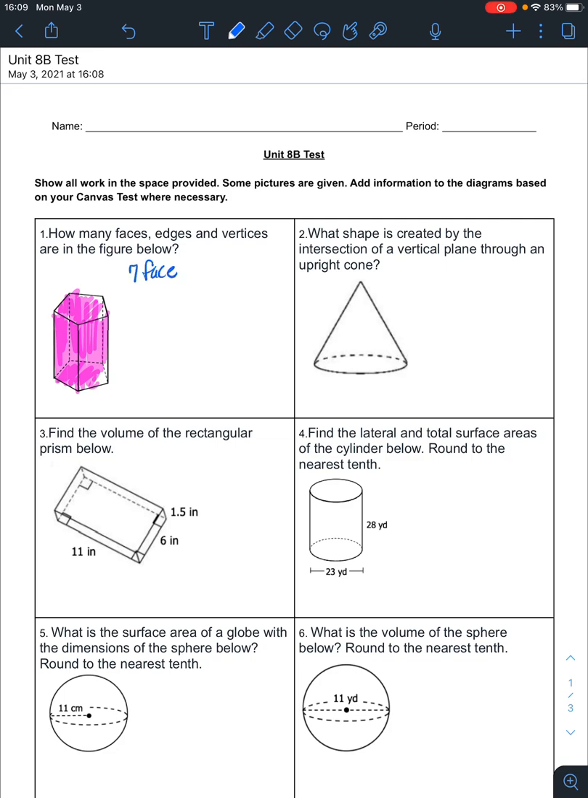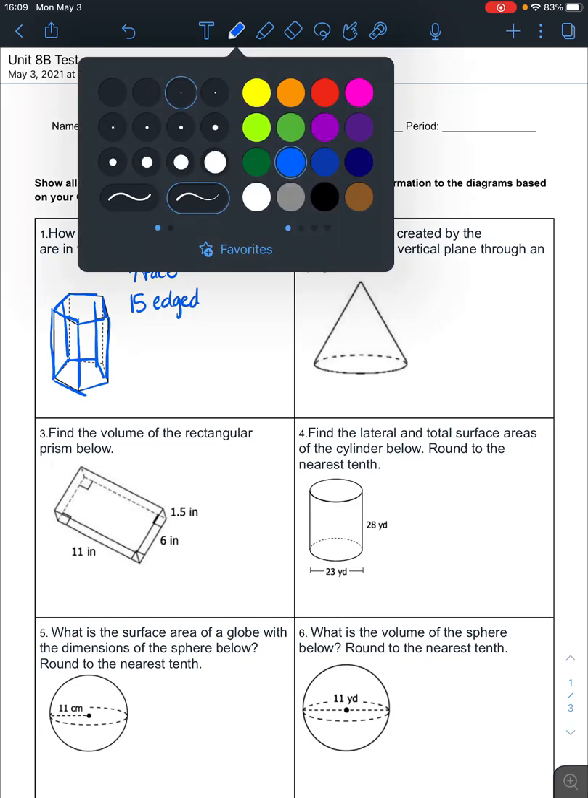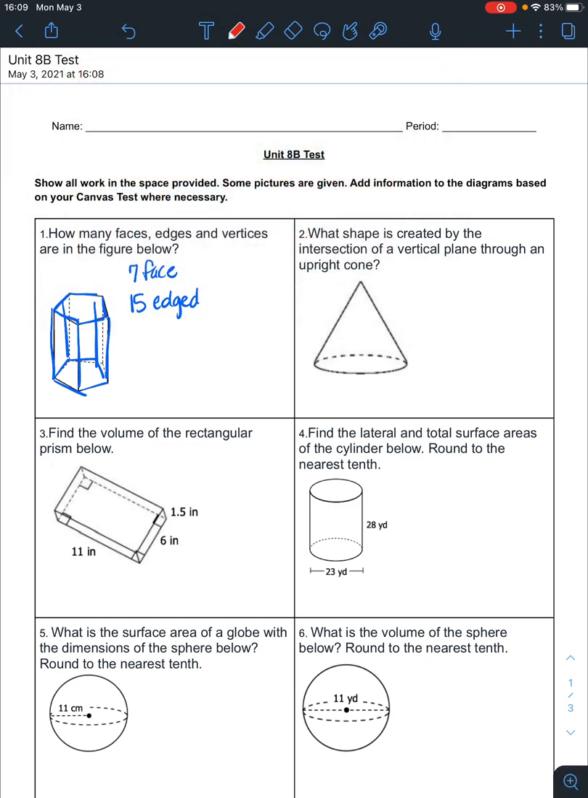Edges. Your edges are basically your segments, what creates it. So you have 1, 2, 3, 4, 5, 6, 7, 8, 9, 10, 11, 12, 13, 14, 15. So we have 15 edges. And then your vertices are your corners, or where your edges come together. So 1, 2, 3, 4, 5, 6, 7, 8, 9, 10. So we have 10 vertices.